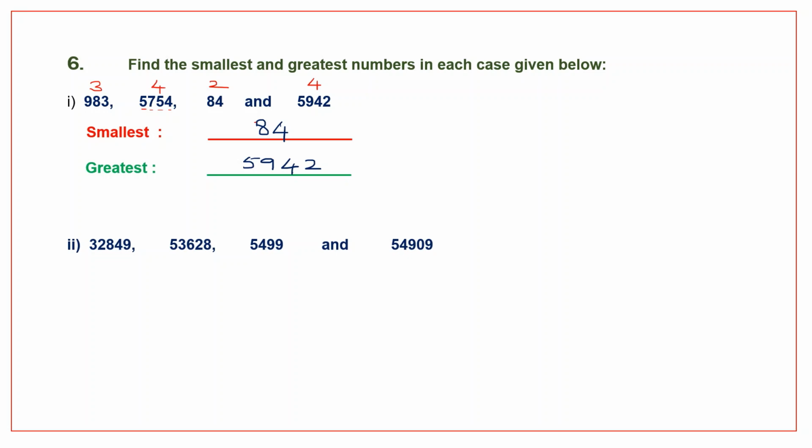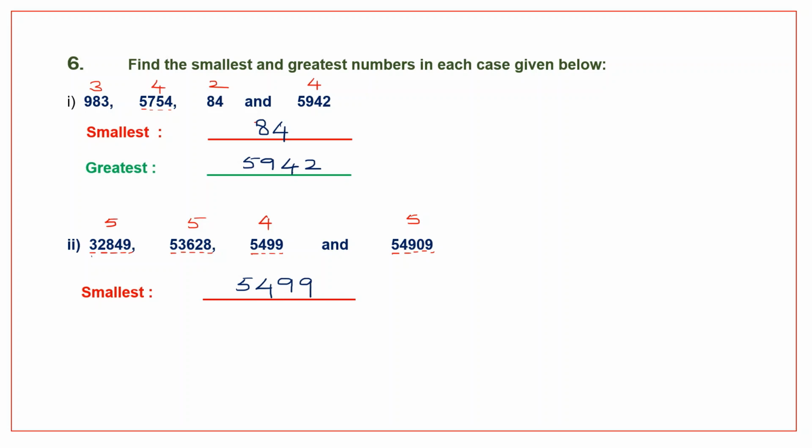Question 2. Now here we have again 4 numbers. We have to look for the smallest and the greatest numbers. So the smallest number will be the one with the least number of digits. So let's count and see the number of digits here. 1, 2, 3, 4, 5. This has 5 digits. Then 1, 2, 3, 4, 5. 5. 1, 2, 3, 4. And here the last one, 1, 2, 3, 4, 5, 5 digits. So now it's easy to find out which is the smallest number, the one with only 4 digits. So this number, 5,499. So let's write that down. 5,499 is the smallest number.